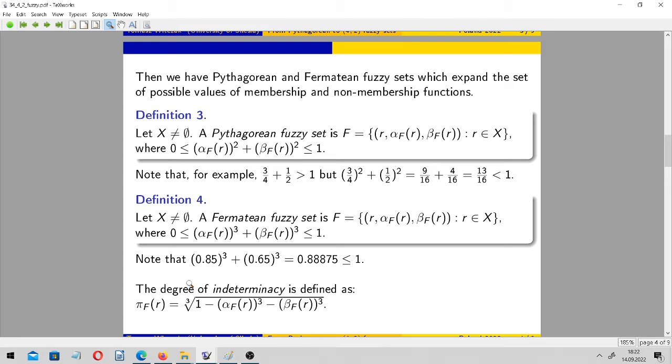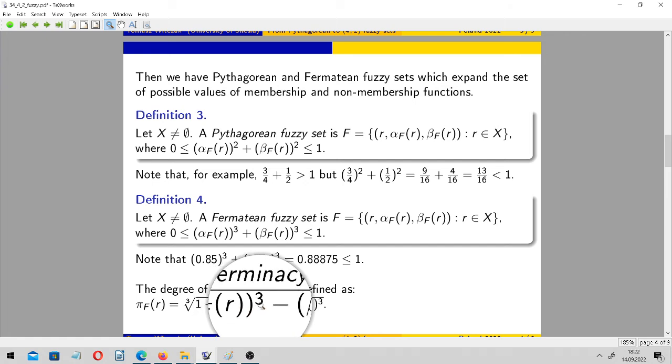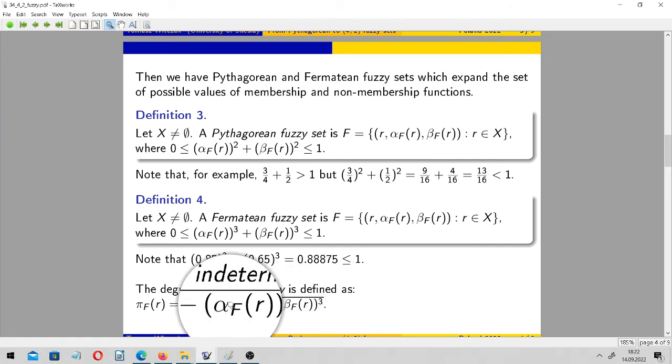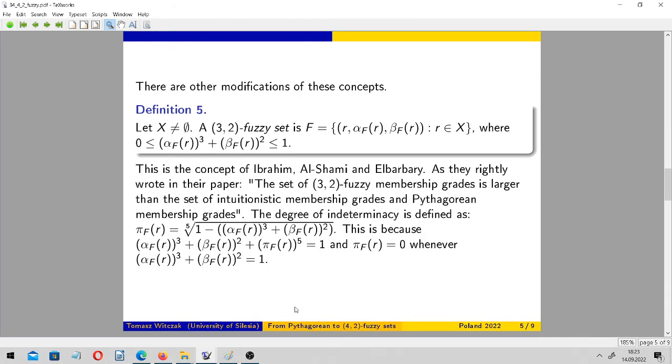And we may also define the so-called degree of indeterminacy pi. And in case of Fermatean fuzzy sets, it's the third root of 1 minus the sum of cubes of membership and non-membership, as you can see here. The interpretation is clear, yes. Alpha cubed plus beta cubed plus pi cubed will give us 1, of course. And these concepts are modified. They've been modified by other authors which I've mentioned in the introduction.